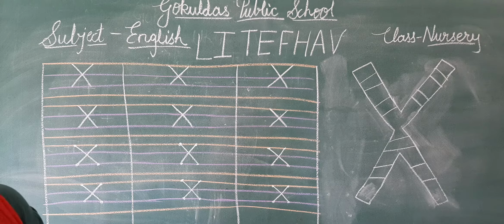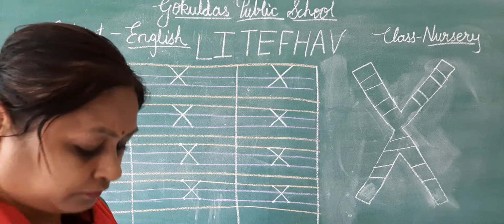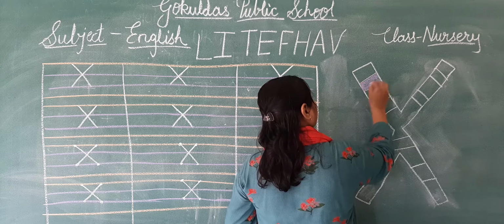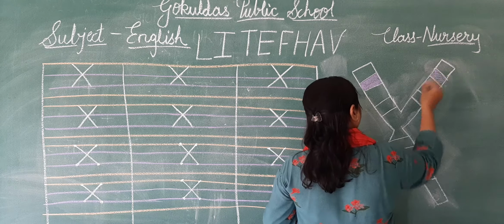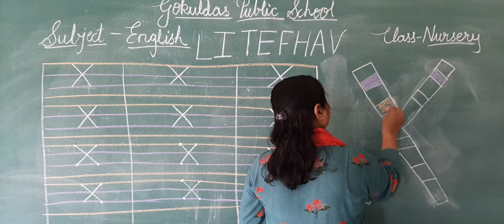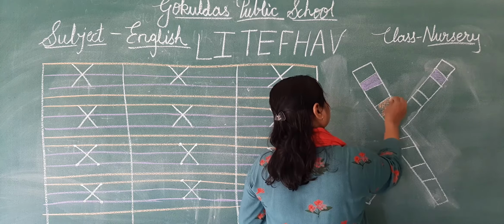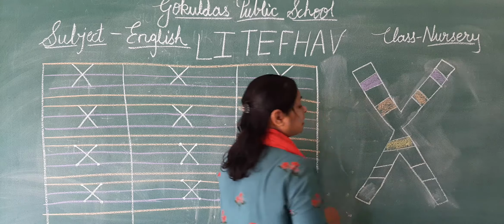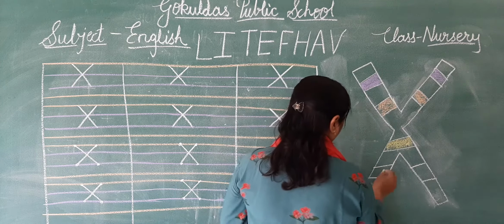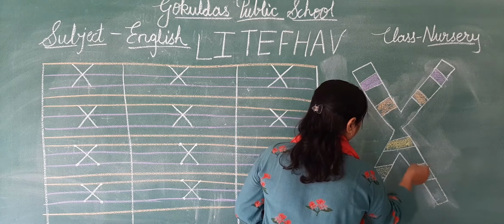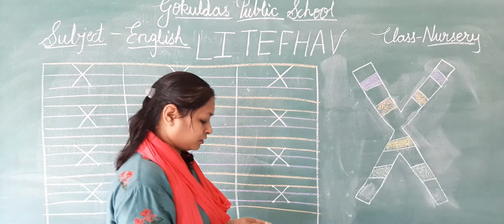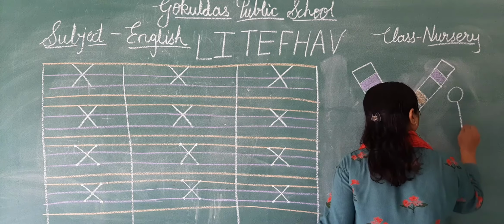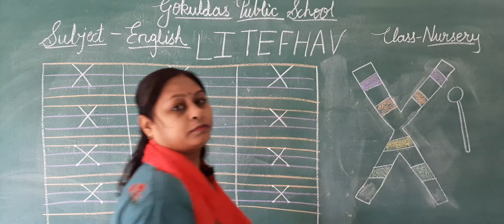What you have to do? You have to color it. Right? So take your crayons and color it. What we are going to make? Xylophone. X for xylophone. Right? So color it, color different color, X for xylophone. What is this? Color it properly and make one stick also. Stick, right? Make one stick also.